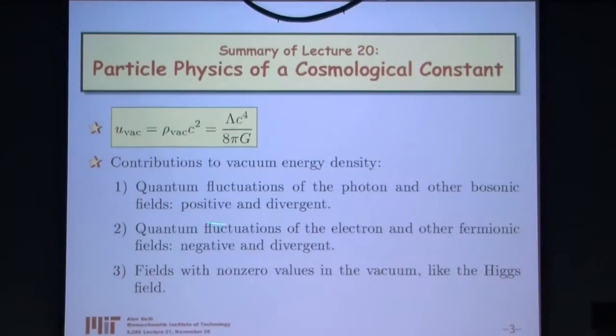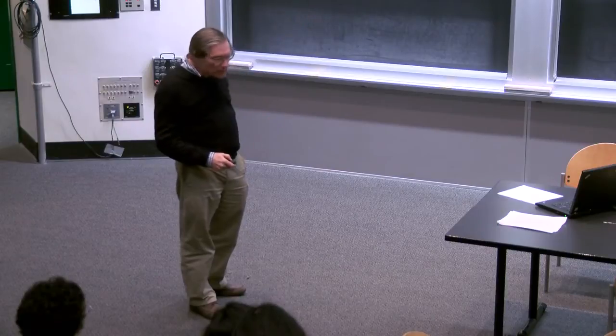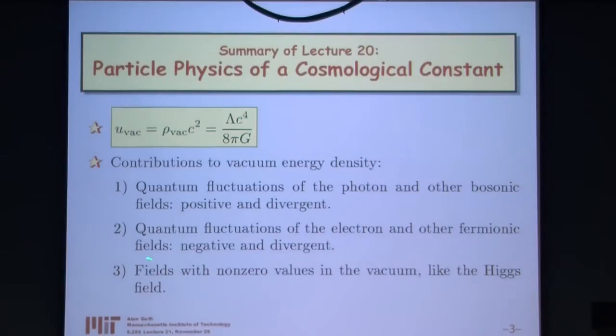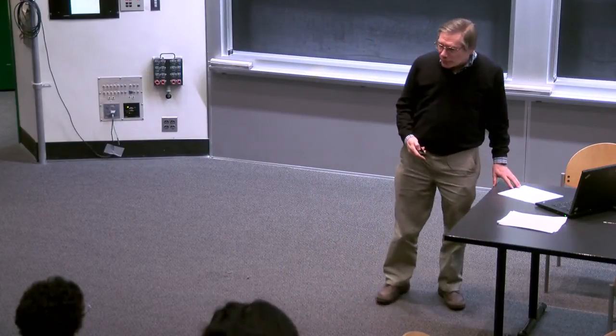In this case, again, the contribution to the vacuum energy is divergent, but in this case it's negative and divergent, allowing possibilities of some kind of cancellation, but no reason that we know of why they should cancel each other. They seem to just be totally different objects. And finally, there are some fields which have non-zero values in the vacuum, and in particular, the Higgs field of the Standard Model is believed to have a non-zero value even in the vacuum.